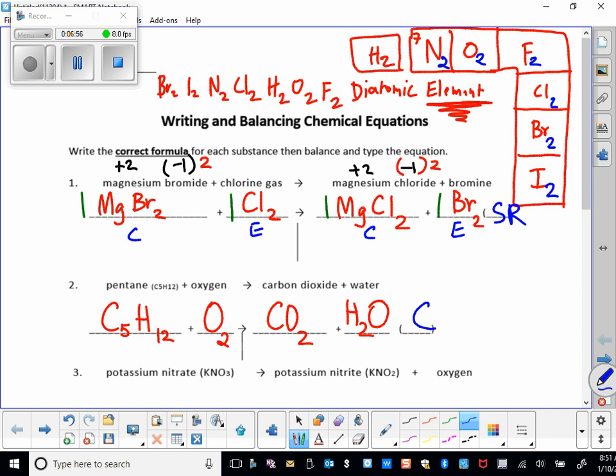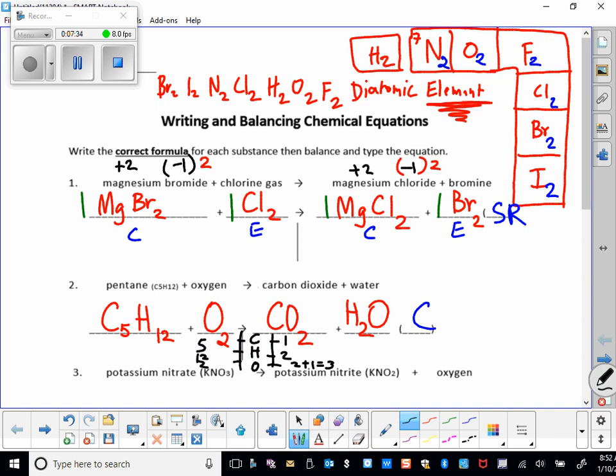Now remember, combustion reactions are hard to balance. Do you remember that? There is carbon, there is hydrogen, there is oxygen. Carbon is a 5, right? Hydrogen is a 12. Oxygen is a 2 on the reactant side. On the product side, carbon is a 1, hydrogen is a 2, oxygen is a 2 plus 1, 3. If it comes from two different products, we balance oxygen at the end. Do you remember this rule?